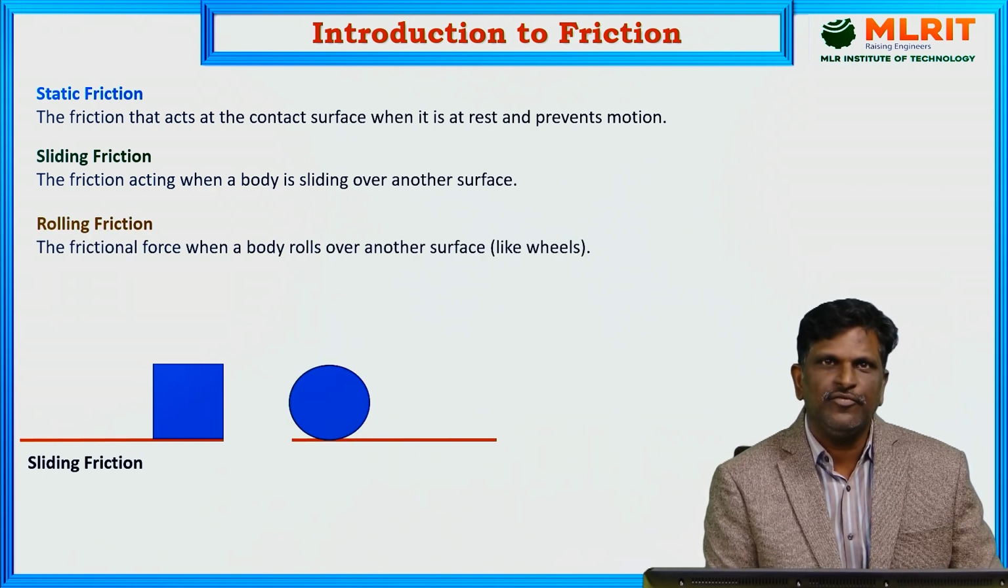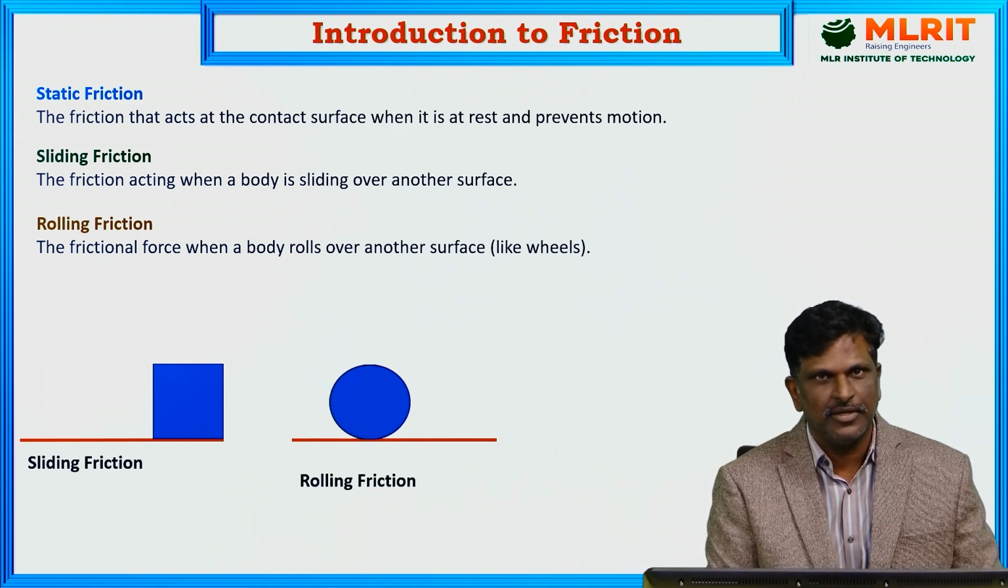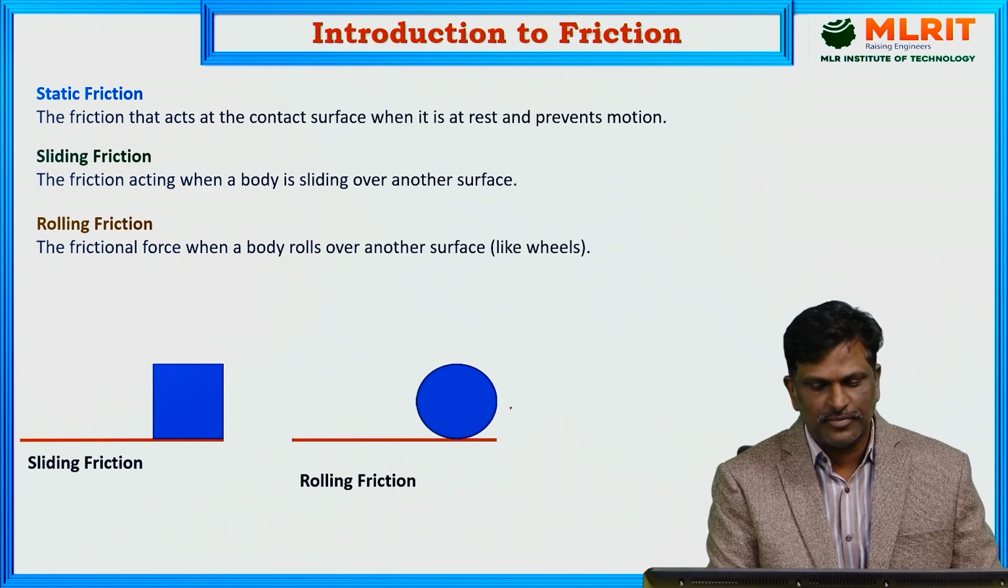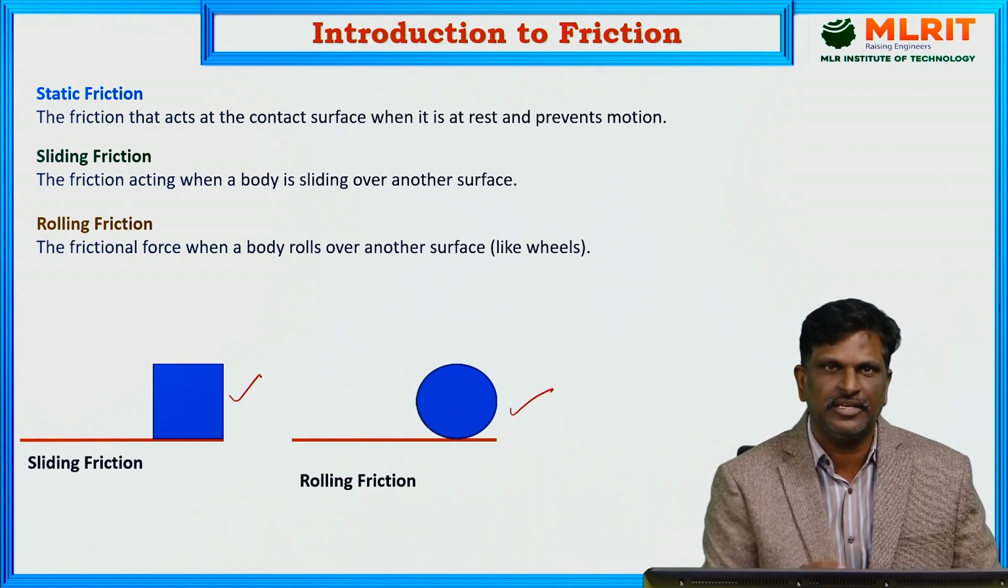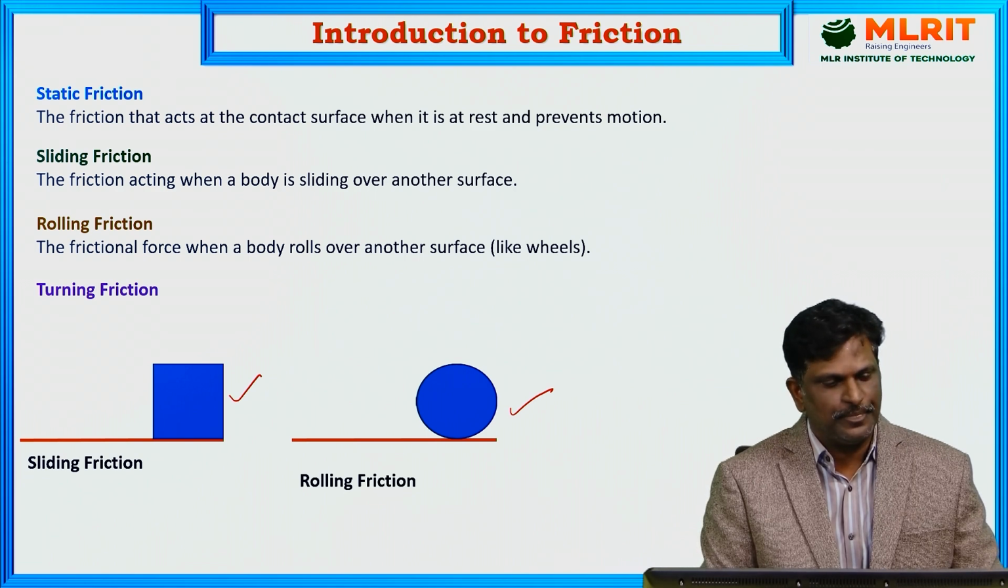The frictional force when the body rolls over another surface like wheels is called rolling friction. So here it is the rolling friction, this is sliding friction. The last one is turning friction.